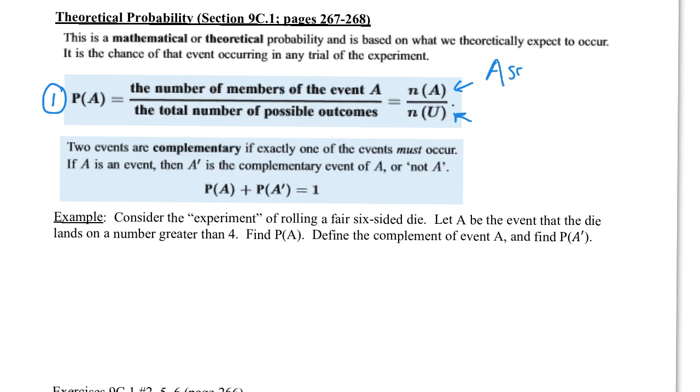One thing I need to write here is that this assumes each outcome in the sample space is equally likely. So it's only really for the simple experiments with equally likely outcomes.